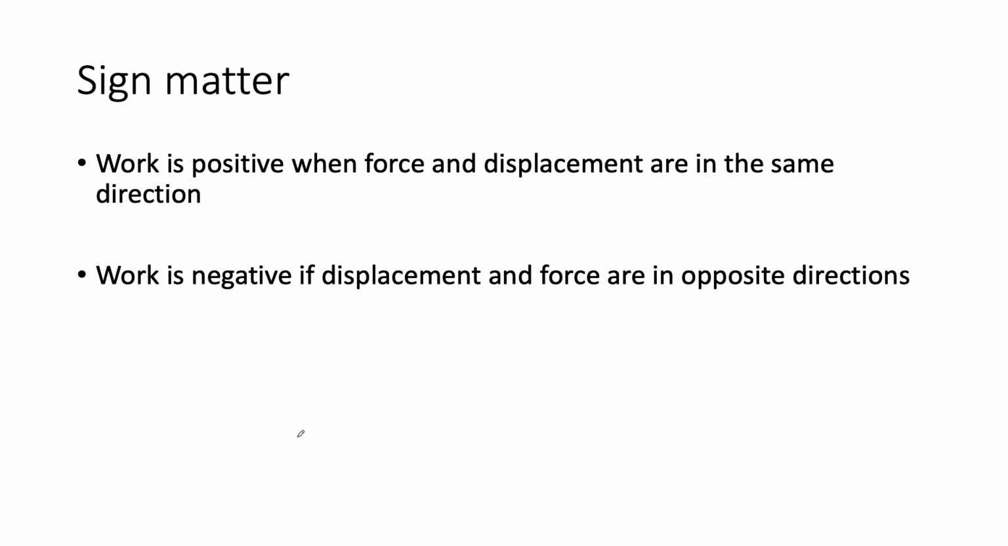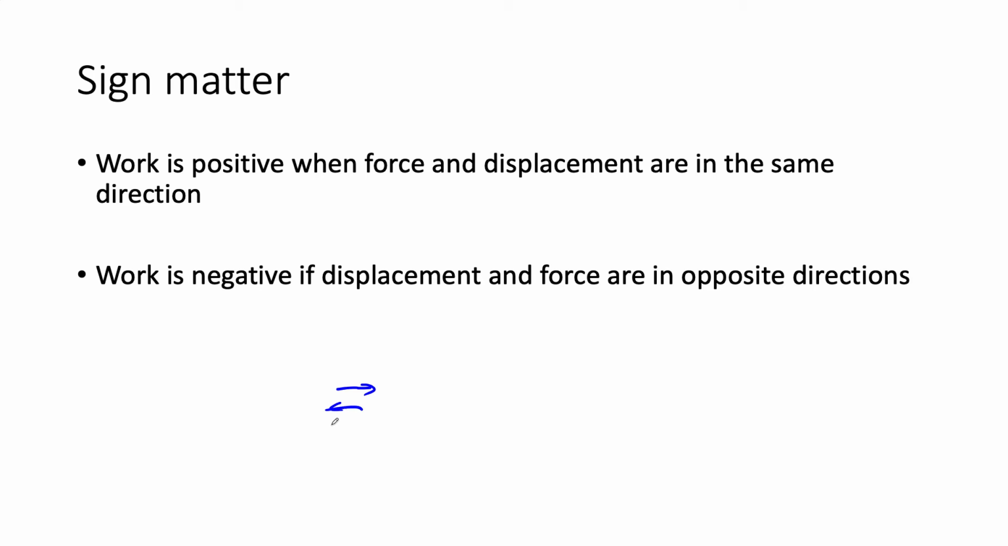Now signs do matter. So when the movement is positive and the force is in the same direction, the work is positive. Work is negative if the displacement and force are in opposite directions. So we're slowing something down. We're actually producing negative work. With constant motion, if you apply a force in the opposite direction, it slows it down. The work is actually being performed as negative.